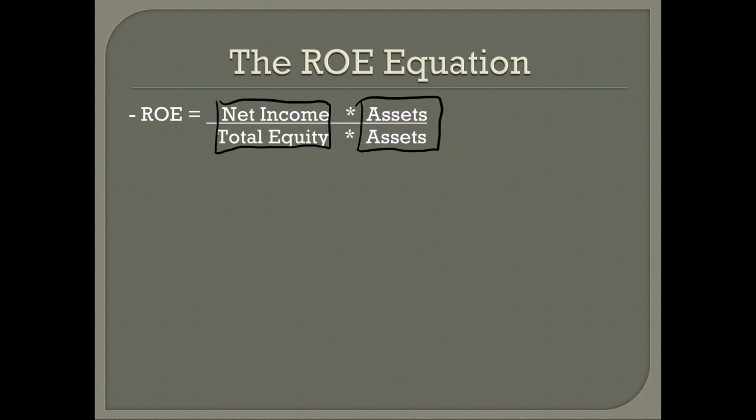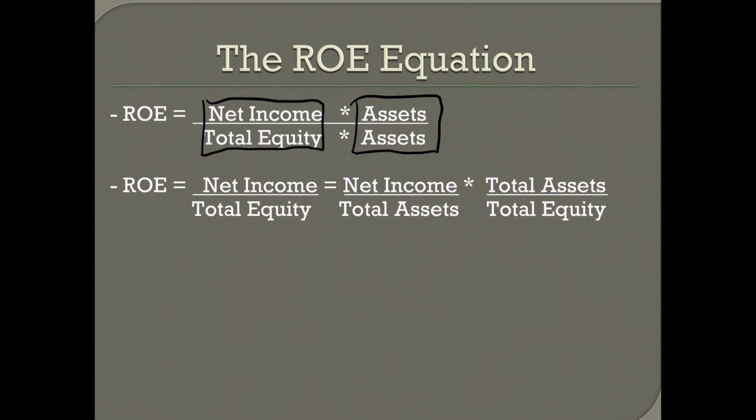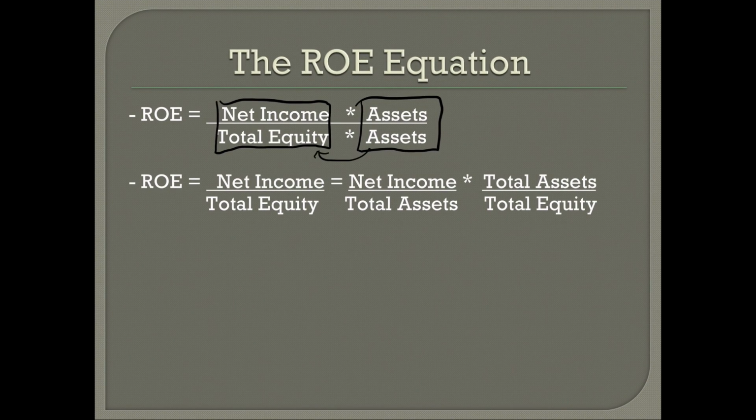So what I can do is rearrange this equation and see that ROE can actually be broken down. I'll move assets over here, I'll move total equity over here, and I can break down ROE to net income divided by total assets multiplied by total assets divided by total equity. I have not changed the value of the overall fraction, I've just rearranged its inputs.